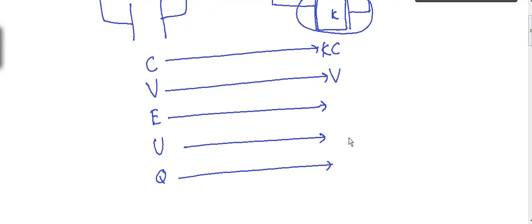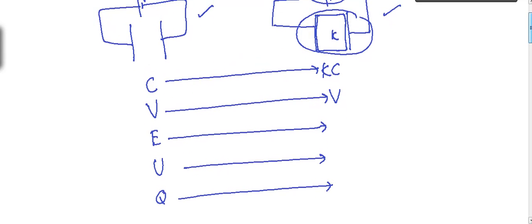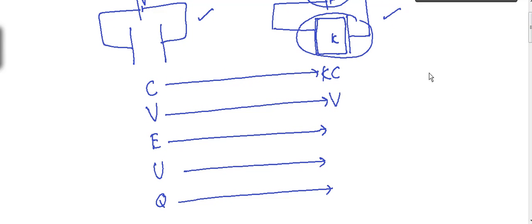Earlier, Q was CV, right? Now later, Q dash will be, C has become KC and V remains V. So K into Q, right? Q becomes KQ. So Q will not remain the same. Understood or not? Yeah, understood.